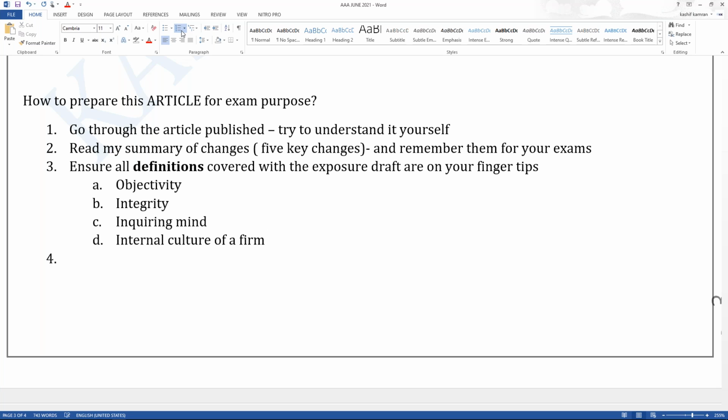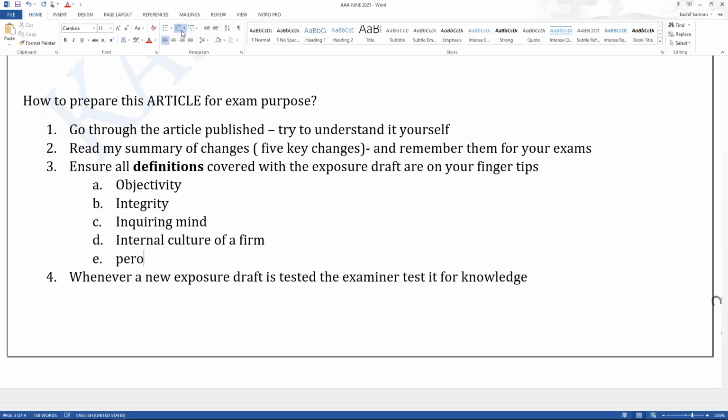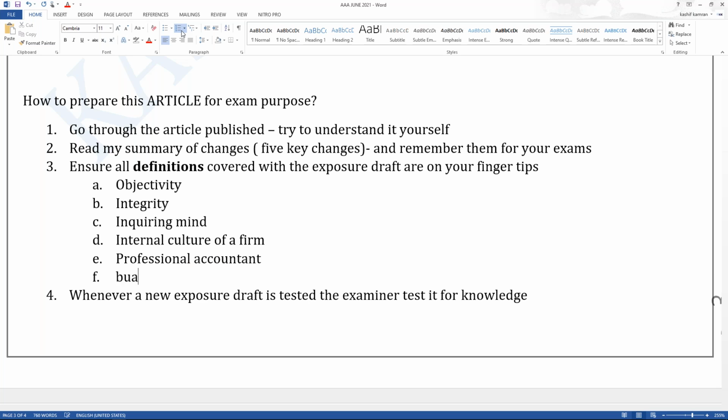Now, ensure that whenever a new exposure draft is published, the examiner tests it for knowledge. So the examiner can ask you a lot of knowledge from this article. Yes, even you can be asked the definition of a professional accountant. What is the definition of a professional accountant? Even you can be asked the definition of a BICE. Page number 4, definition of BICE covered on page 4 of the article.